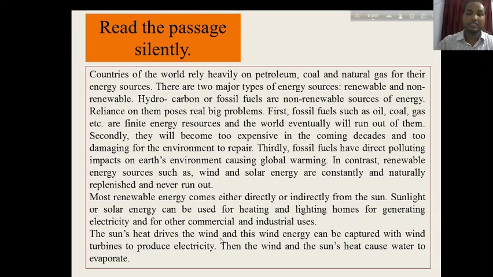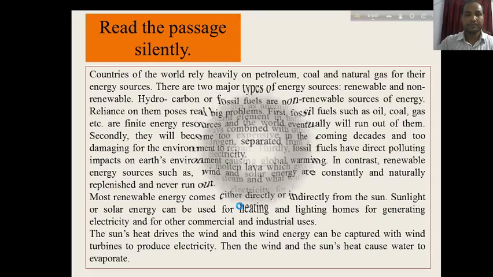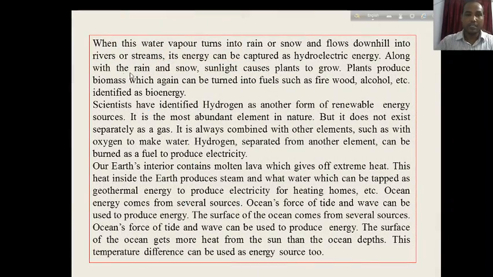Then the wind and the sun's heat cause water to evaporate. When this water vapor turns into rain or snow and flows downhill into rivers or streams, its energy can be captured as hydroelectric energy.